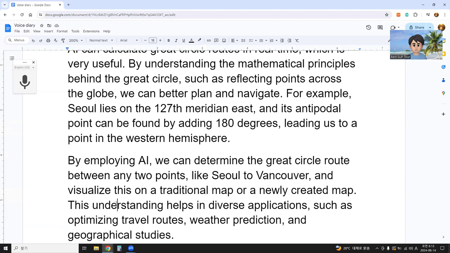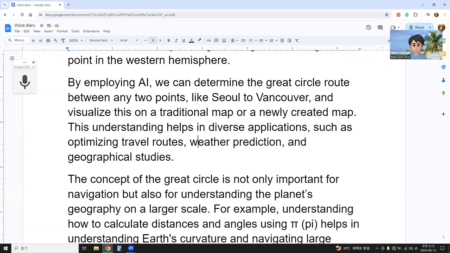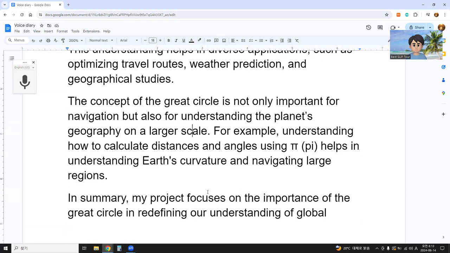This understanding helps in diverse applications, such as optimizing travel routes, weather prediction, and geographical studies. The concept of the great circle is not only important for navigation, but also for understanding the planet's geography on a larger scale. For example, understanding how to calculate distance and angles helps in understanding Earth's curvature and the navigation and larger relation.